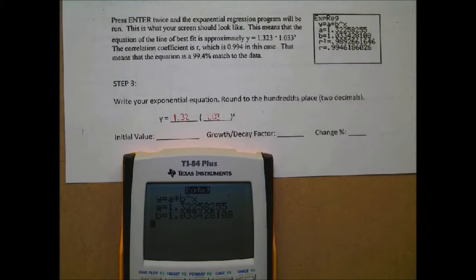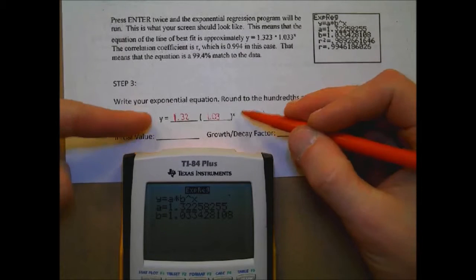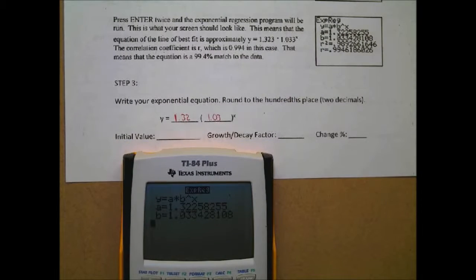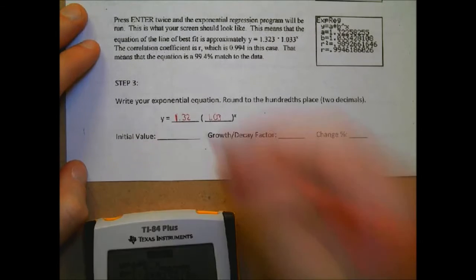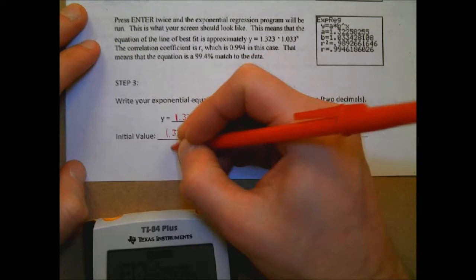Now, based off of this, folks, what is our initial value? Okay, 1.32, because A is always our initial value, right? So it's going to be the 1.32. It's the A here.